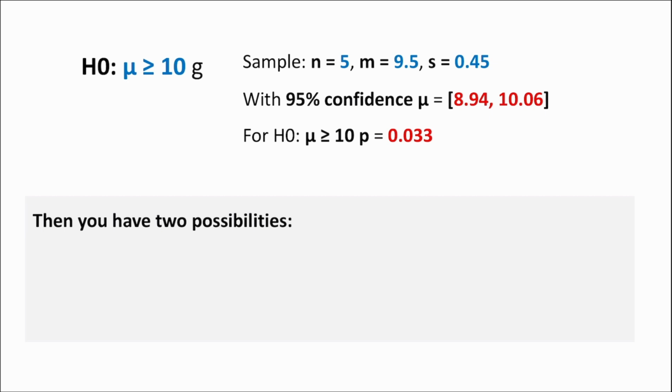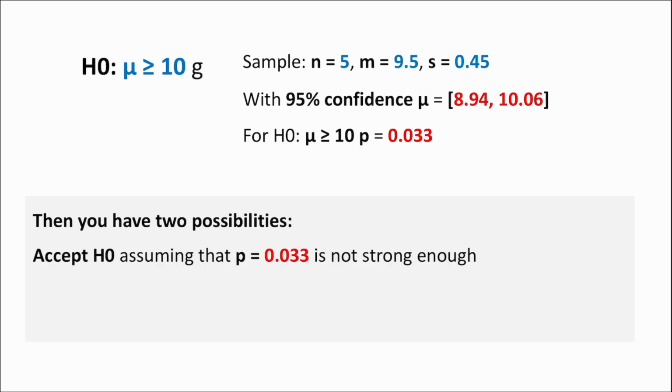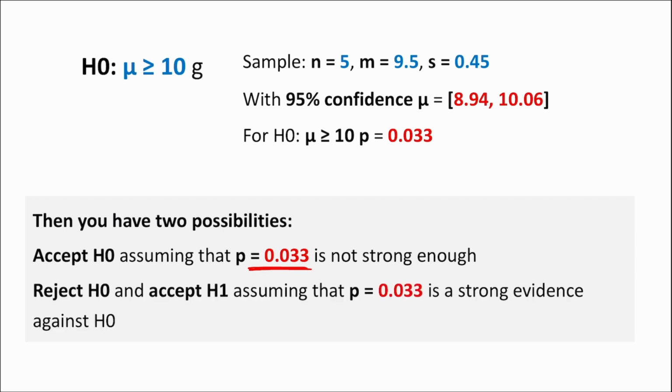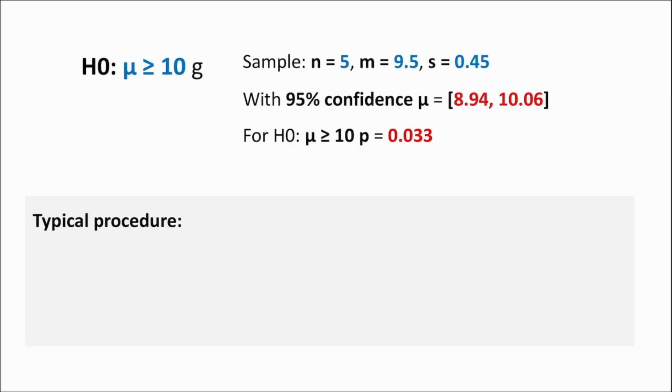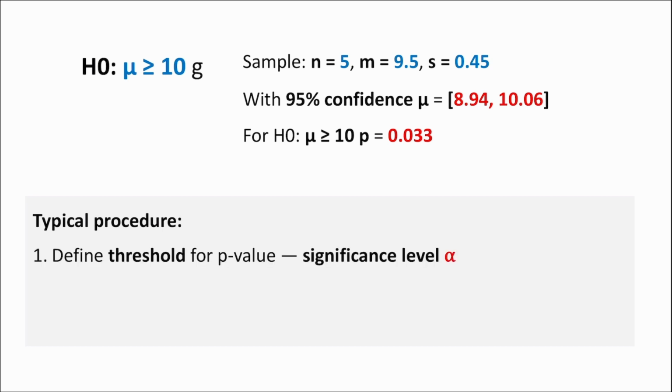In this case, you have two possibilities, right? You either accept the null hypothesis by saying that the evidence is not strong enough, so this 3.3% is still quite a big number, or you reject the null hypothesis and accept the alternative hypothesis, assuming that this value is small enough, so it's strong evidence against H0. How to do it? Well, typically we do the following. We define a threshold for the p-value. This threshold is called the significance level, alpha.